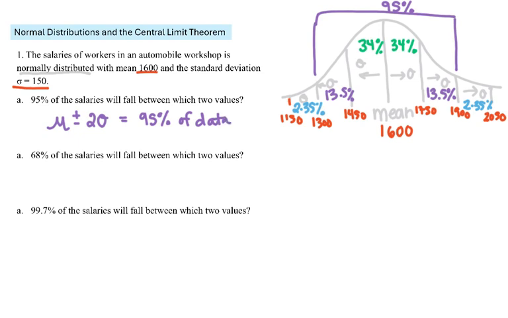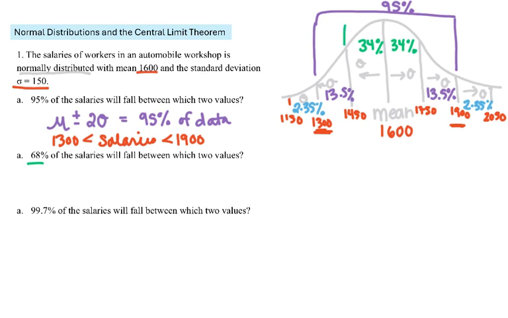And in this particular case, what numbers are those? 1300 and 1900. So it turns out that if I say that the salaries are less than 1900 and greater than 1300, then I would capture 95% of the workers in the workshop. Okay, let's look at the next question.